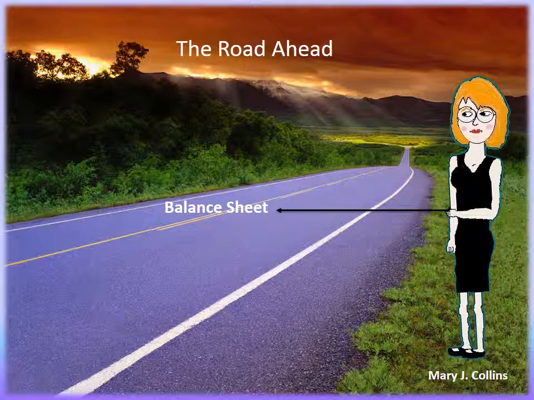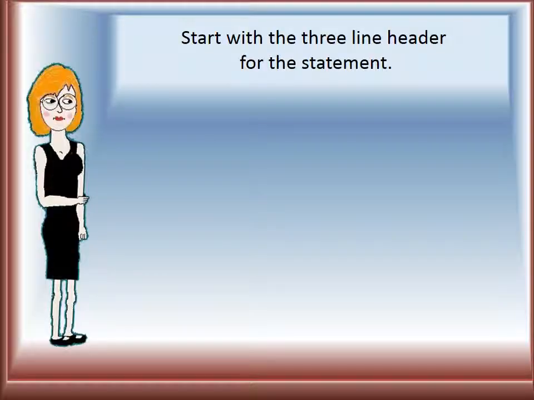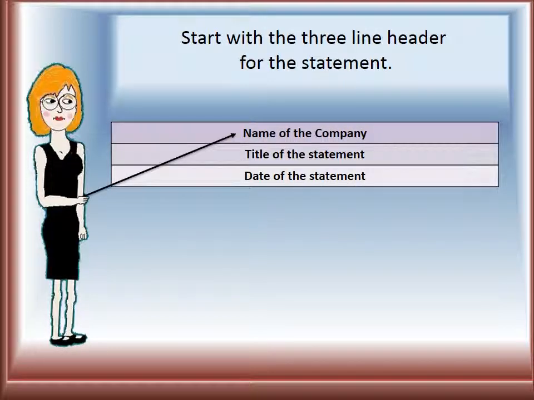Today we'll be covering the simple balance sheet. Let's start with the three-line header for the first section of the statement. In the header, we have the name of the company, the title of the statement, and the date for which the statement is prepared.